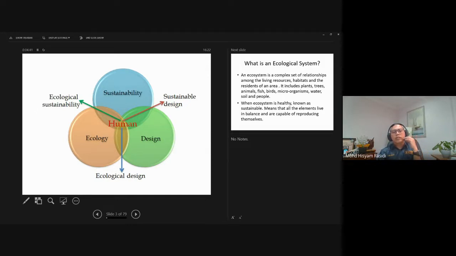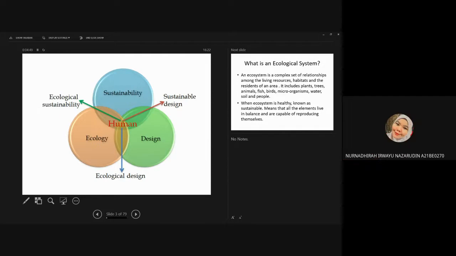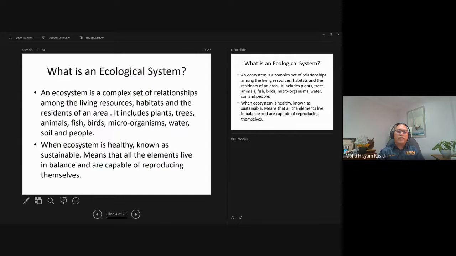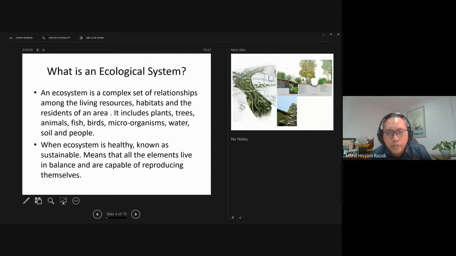So considering the ecological aspect, the habitat needs, the living things component, right? How it works as a system, a whole system. So that's why it's very important when talking about ecological design, how we can consider the reaction of humans, the reaction of habitat into this planning and design ideas. So what is an ecological system?